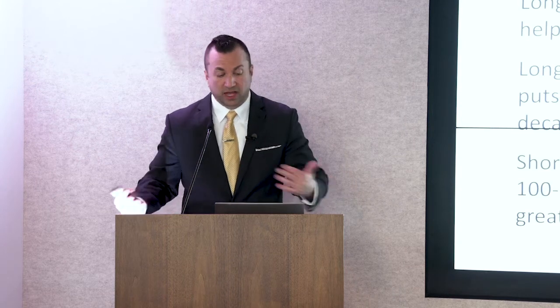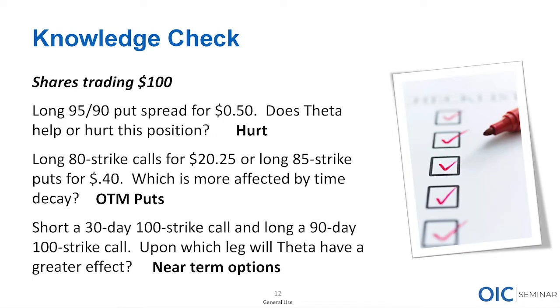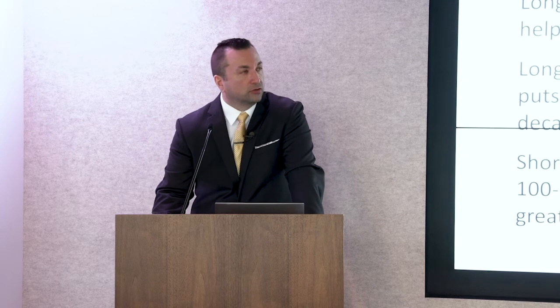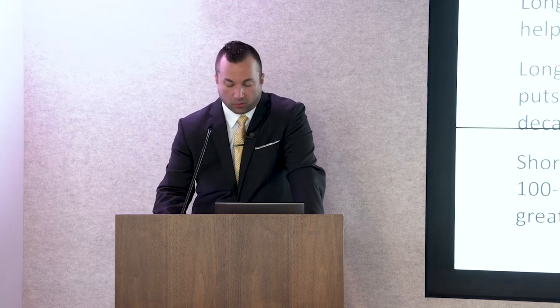Now let's look at a time spread. Short a 30-day 100 strike call and long a 90-day 100 strike call. Which leg will have a greater effect as far as what theta is concerned? So we're short a 30-day, long a 90-day. It's a time spread. Which one, the short or long term, is going to decay more rapidly? The 30-day, everyone got that right. So the shorter term, nearer term option decays more rapidly.